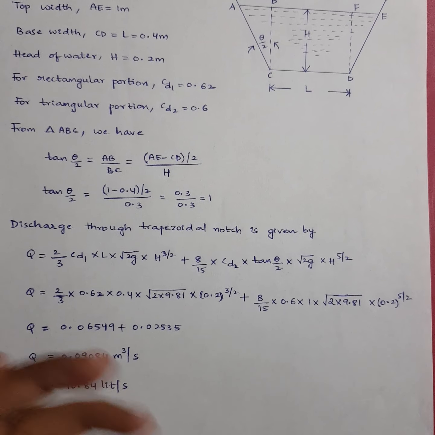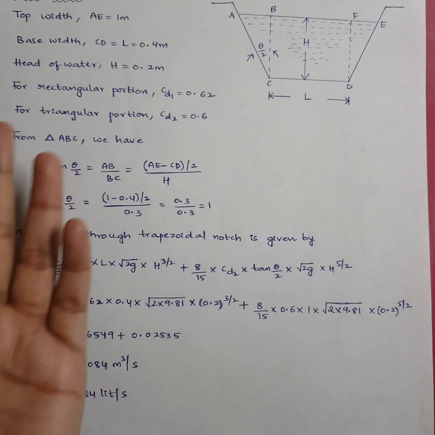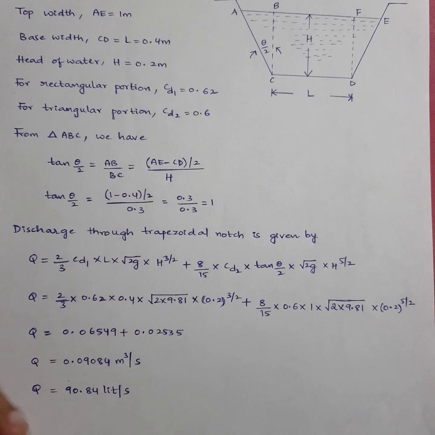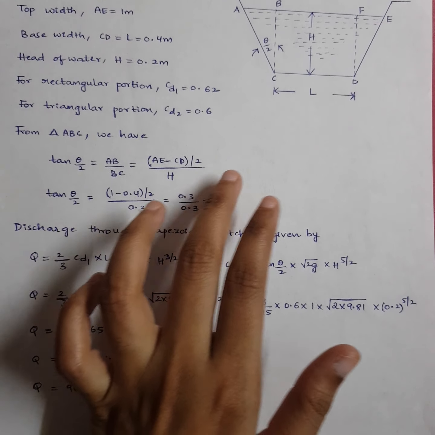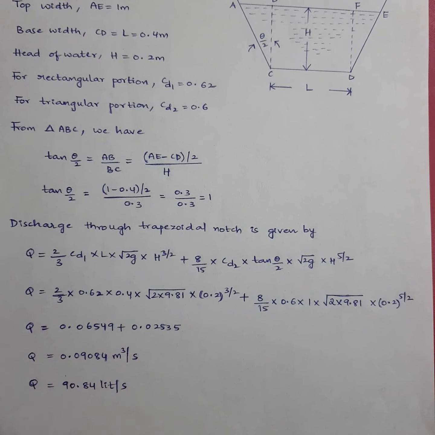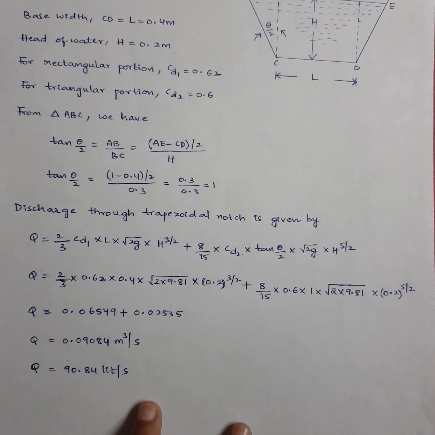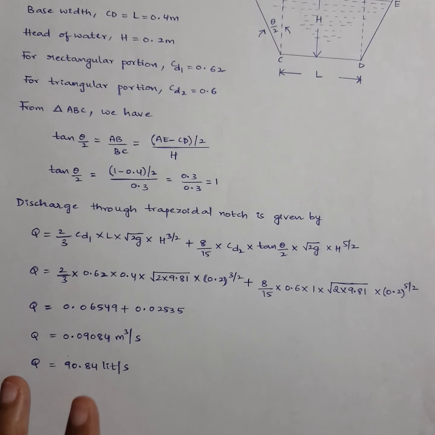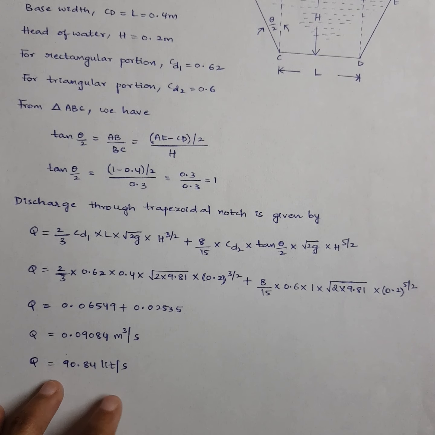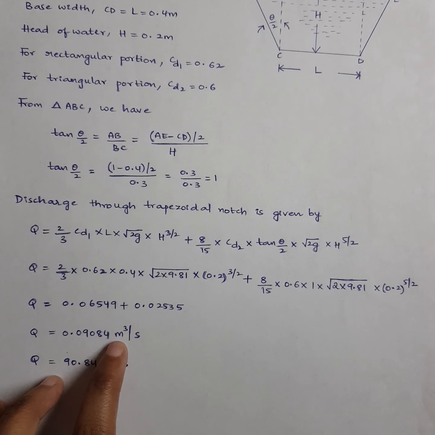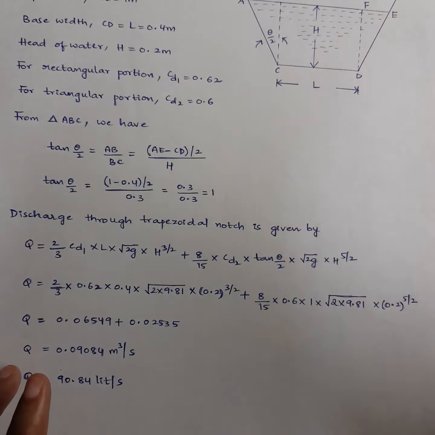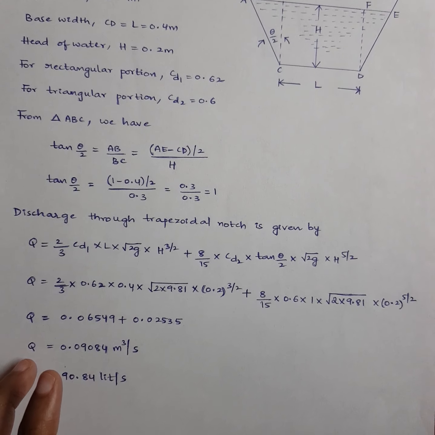To avoid all the confusion, in the place of H you may write height of the notch, like that, and do it. So just substitute all the values. We got Q as 0.09084 meter cube per second, which is 90.84 liters per second. Just multiply meter cube by 1000 to get liters per second. So this is how you need to calculate the discharge through a trapezoidal notch in this problem.